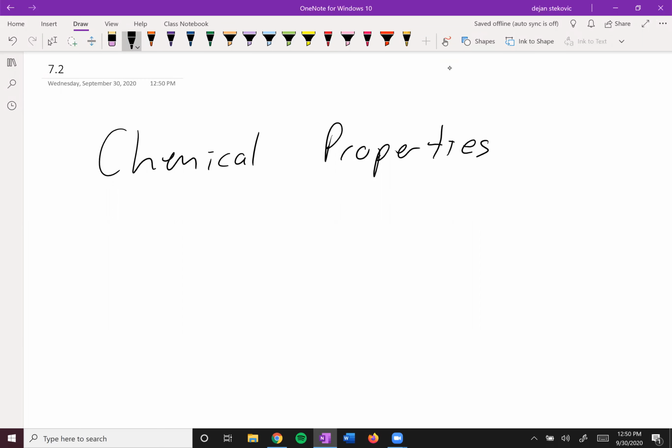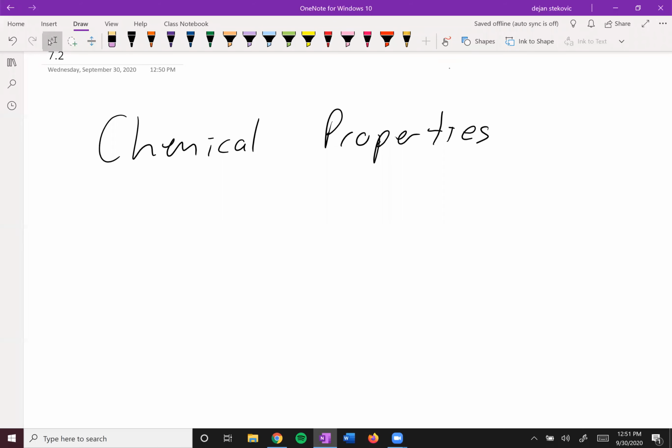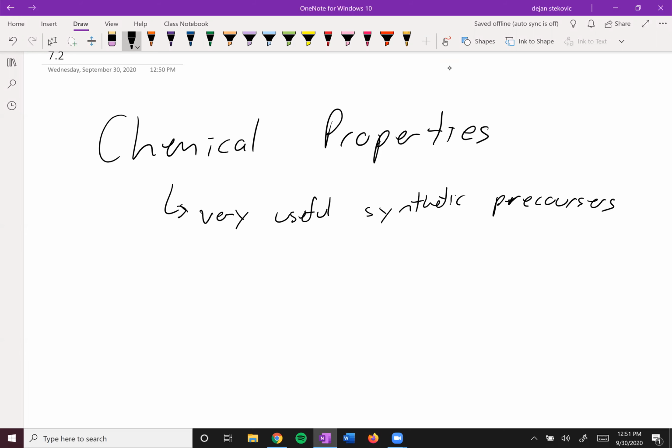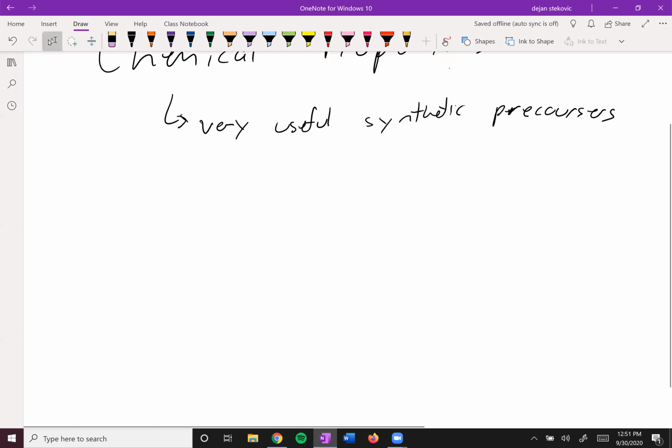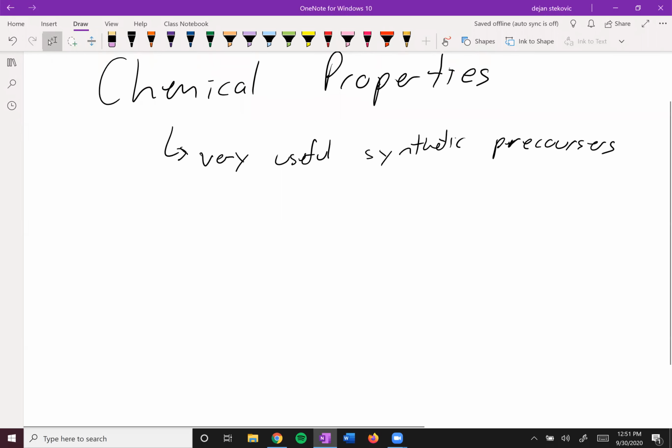Some of the chemical properties of organohalides, especially what we're going to use them for. And the main use of organohalides is that they're very useful synthetic precursors. So we can start off with an organohalide and end up with all kinds of different things. Let's take a look at why.